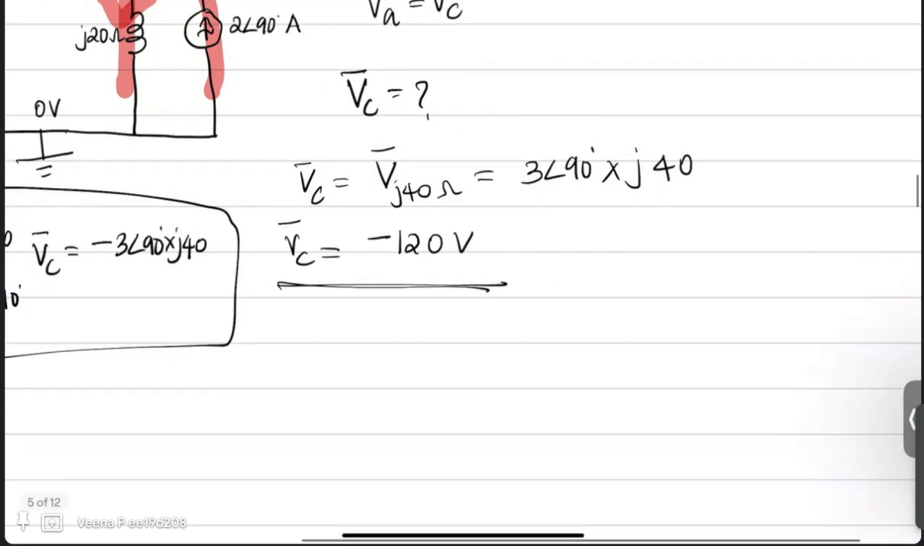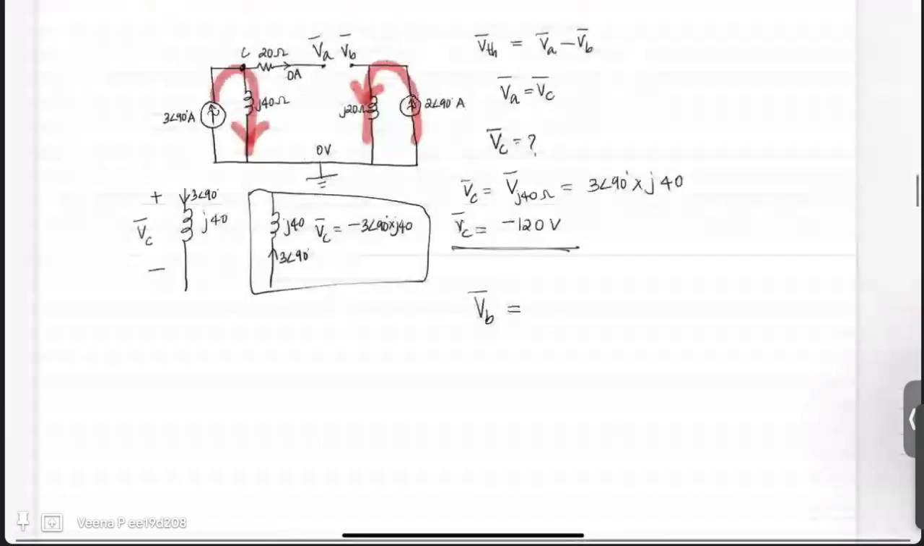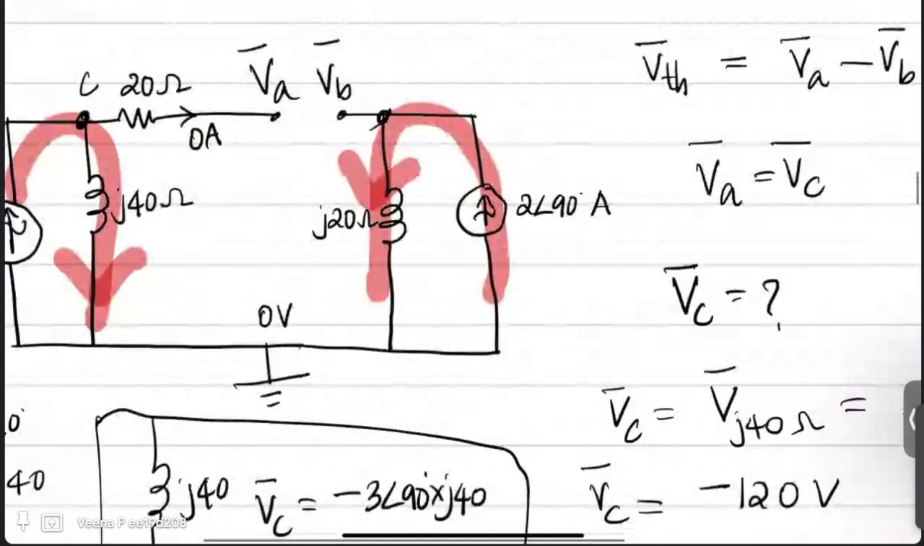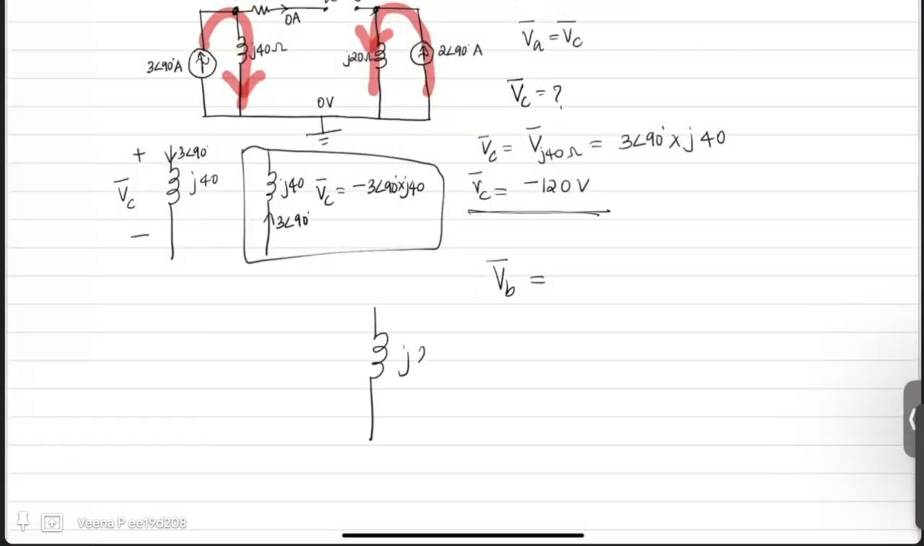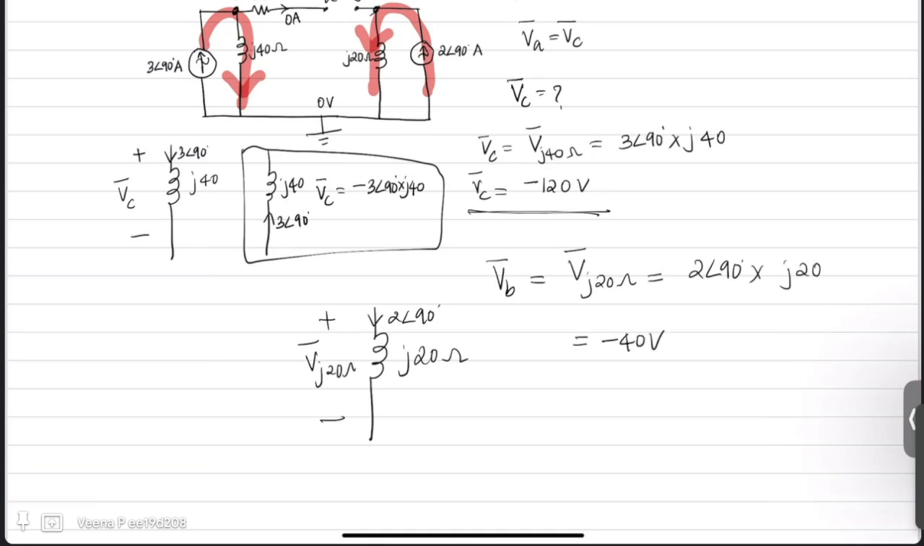Now the next is VB. Where is VB? VB is here. Now the direction of current through J20 ohm: if you draw J20 ohm, the direction of current is downwards and its value is 2 angle 90. So the positive polarity across J20 comes here, which is the same as your VB. So VB is the same as the voltage drop across J20 ohm, which is 2 angle 90 times J20, which comes out to be minus 40 volts.